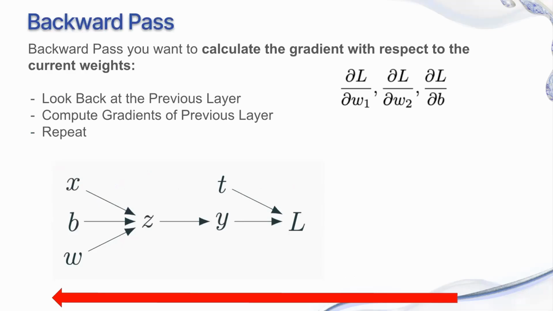And then for training, after you calculate your loss, you want to go backwards to update your weights. This is what I would call the backward pass. In doing so, you want to calculate the gradient with respect to your weights and biases, your parameters. In a similar sense, you're going to look back at the most recent previous layer, compute the gradients, and then repeat this cycle until you get the gradients of loss with respect to the weights.